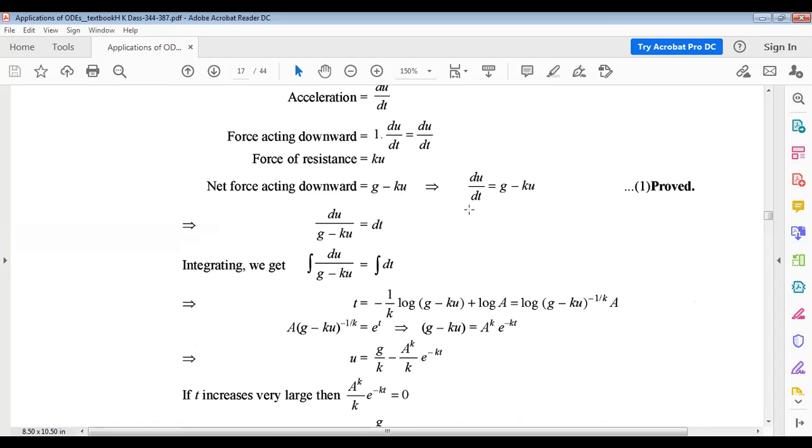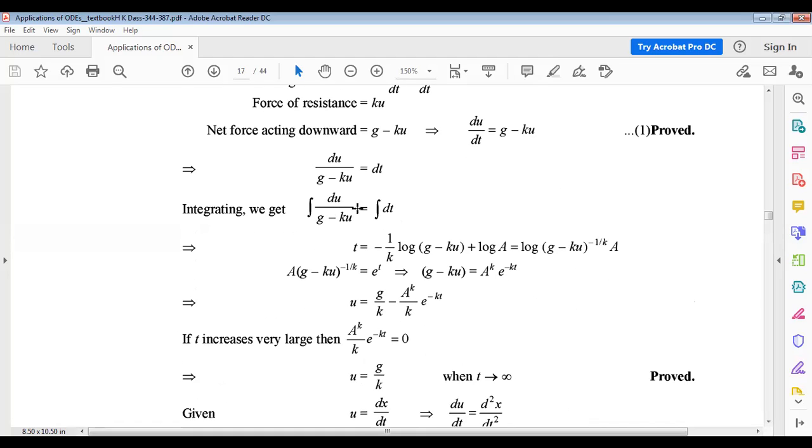Now, this is a first order differential equation. du divided by z minus ku equals dt. We can integrate by the variable separable method. Taking integration on both sides, we get t equals to what will be? 1 by x formula, log x. Understand? Dividing with the coefficient of u, because we are integrating with respect to u. 1 by x formula log x, but dividing with the coefficient of u, 1 by minus k, and log a is the integral constant.